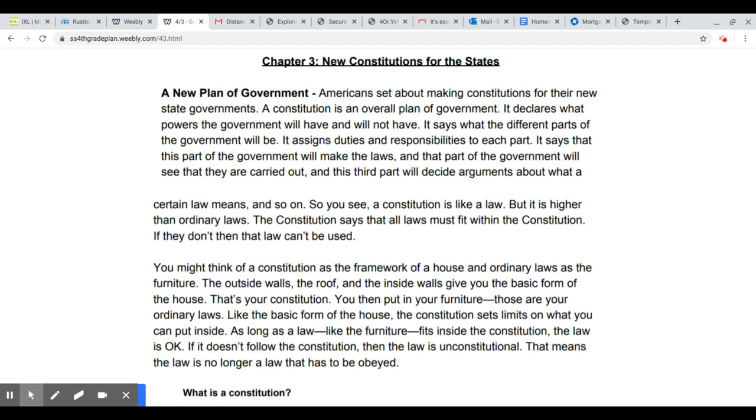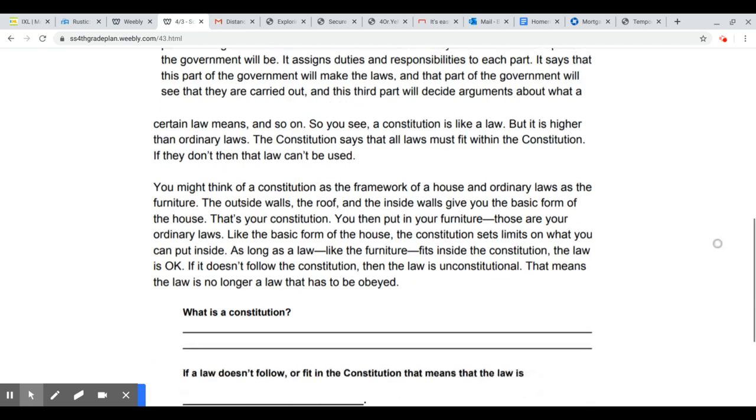So as you can see, what they're discussing here is that they had to create constitutions for each state, which is the plan for the government, how it's going to operate, what the rules are going to be, and who's going to decide how the rules are carried out, and decide if someone is actually guilty or not.